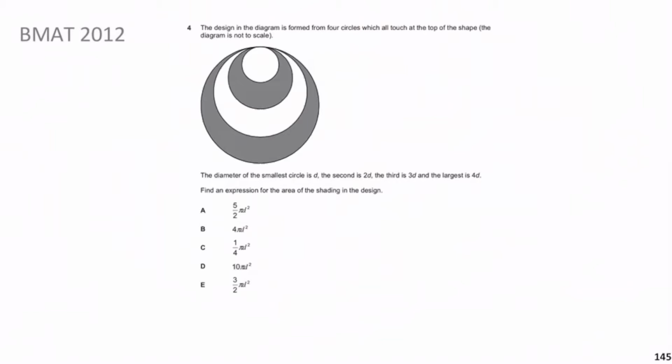So this is the design in the diagram, formed from 4 circles which all touch at the top of the shape. The diagram is not to scale. The diameter of the smallest circle is D, the second 2D, the third 3D, and the largest is 4D. And it says write an expression for the area of the shading in the design.